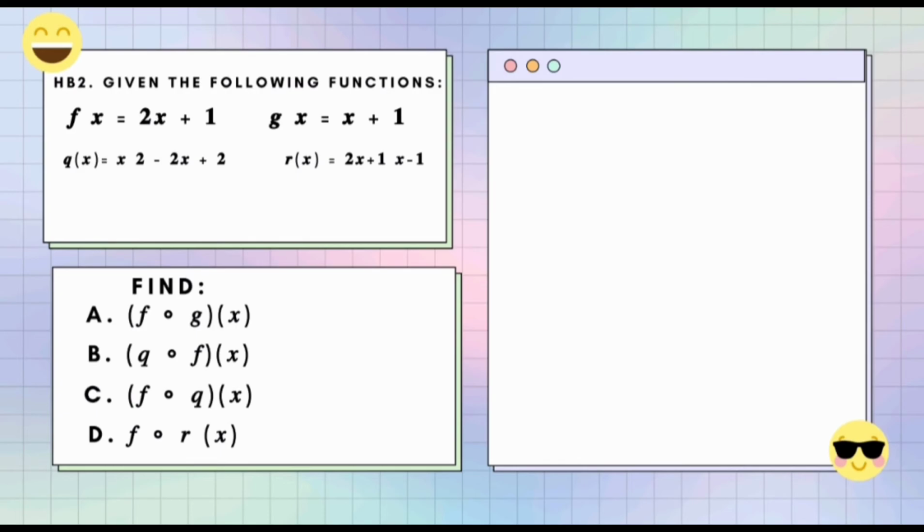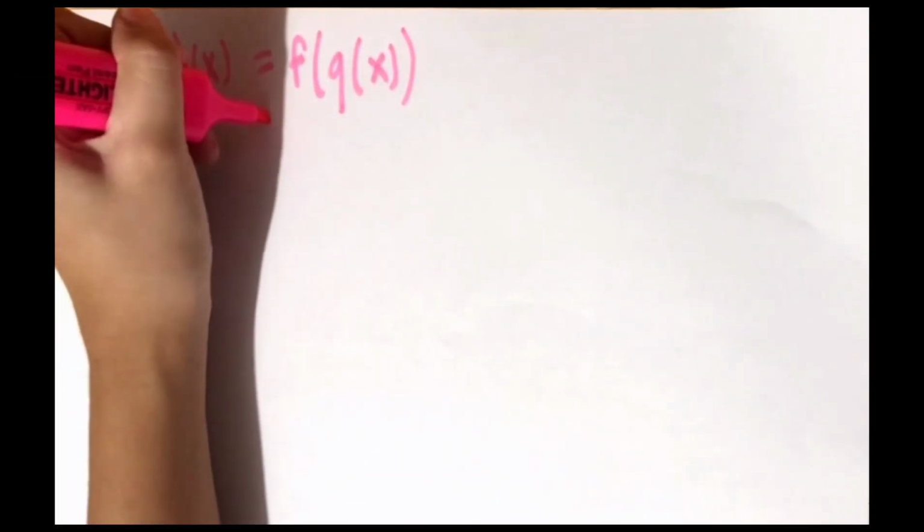Letter C, f composed of q of x is equal to f of q of x. Given the functions f of x that is equal to 2x plus 1 and q of x that is equal to x squared minus 2x plus 2, find f composed of q of x. Substitute x with x squared minus 2x plus 2 in the function f of x that is equal to 2x plus 1.